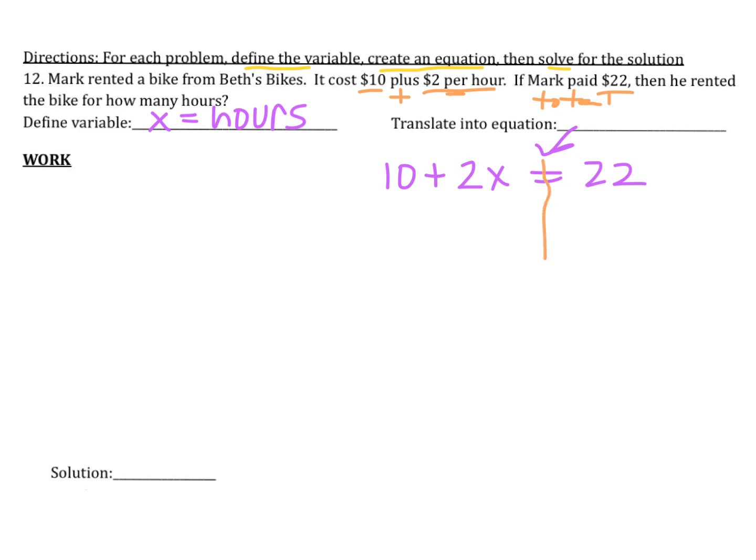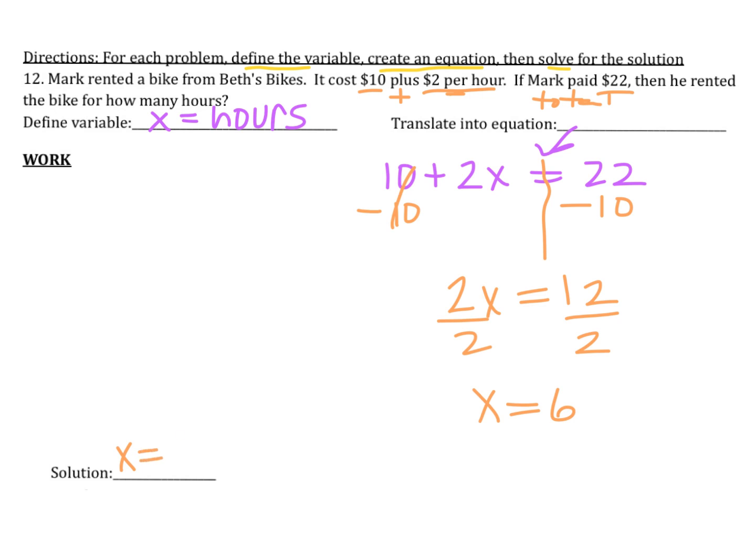Line down the equal sign. Here's a regular two-step equation. So we subtract 10 on both sides. 2x equals 12. Then we divide both sides by 2. So x equals 6 for our solution.